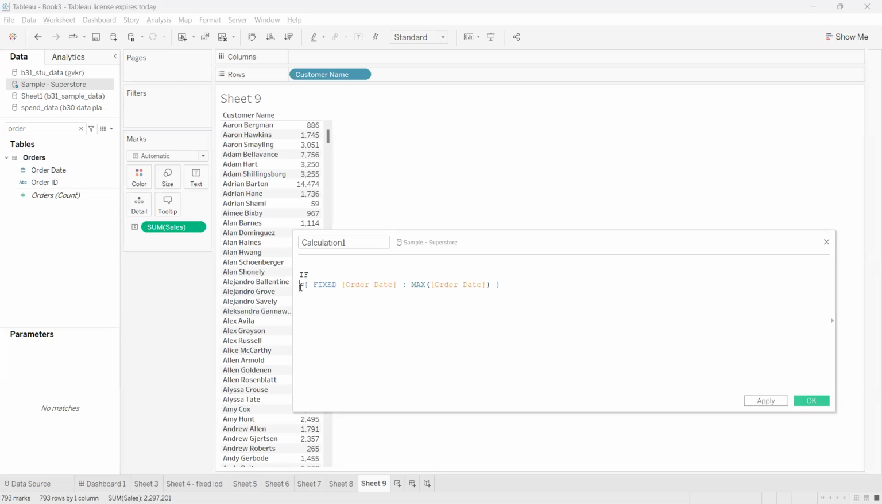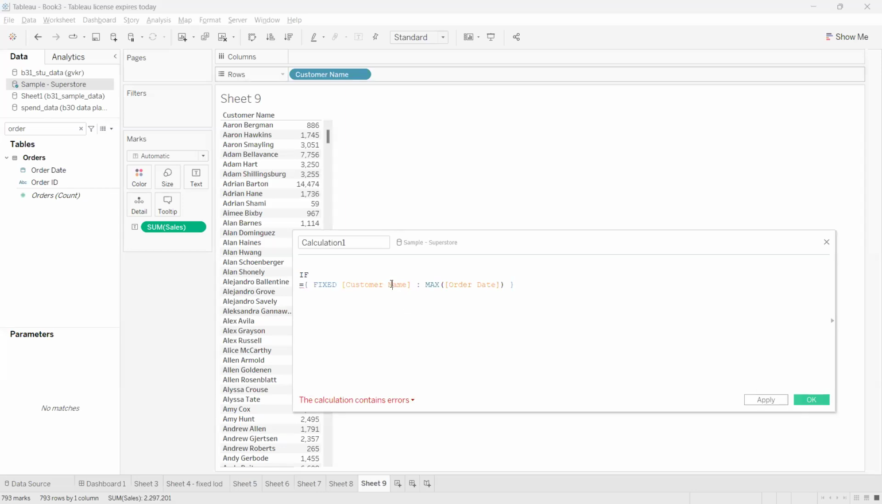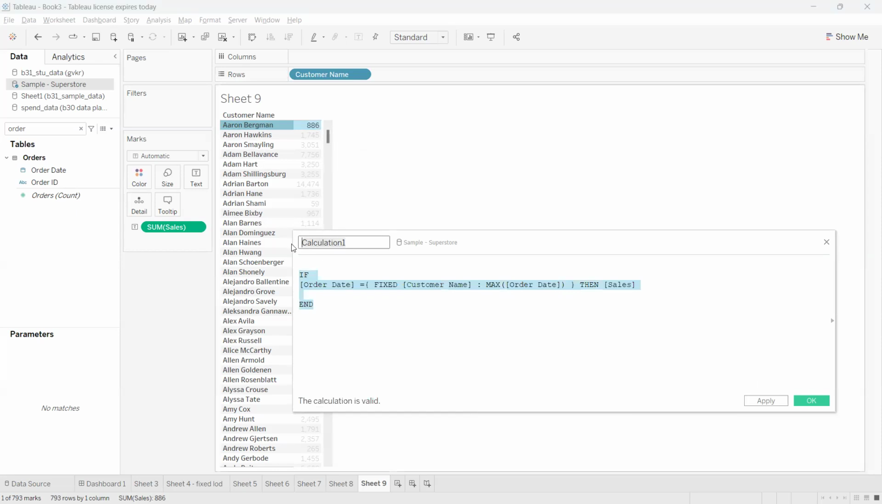Now on the right side, we have the latest date for each and every... Sorry, not the date here. We have to get the customer name here. Sorry. For each and every customer name, we are getting the maximum date, and on the left side, we are having all the dates. On the left side, we are having all the dates for the customer in the data, but on the right side, we are getting the latest date. Then I want sales here, and so this is the calculation. This is calculation one.